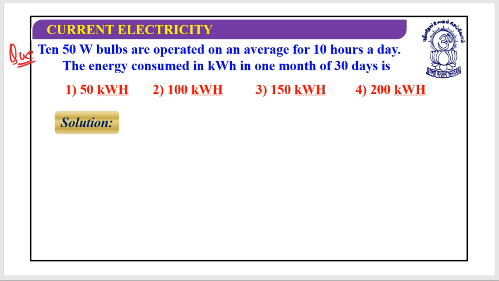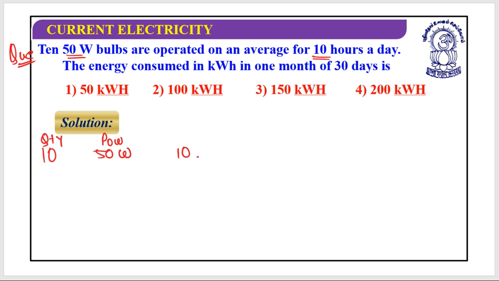Do it fast. What does it say? It says 10 50 volt bulbs are operated on an average for 10 hours a day. Find the energy consumed in kilowatt hour in 1 month of 30 days. This is the quantity.